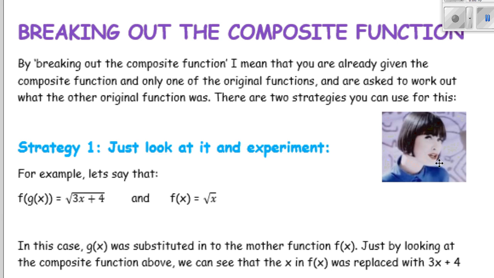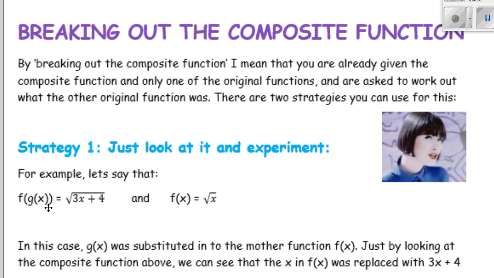So by breaking out the composite function, I mean the question would be that you are already given the composite function and you're given just one of the original functions, and they want you to work out what the other original function would be. So they've told us f of g of x is this and f of x is that. What do you think they want us to find? G of x, yeah. So in this case the instruction would be find g of x. So by breaking out the composite, I mean the question would already give you the answer to the composite function and only one of the original ones, and you're asked to work out what the other original one was. In this case, the other original one would have to be the g of x.